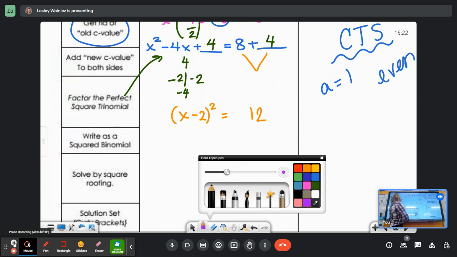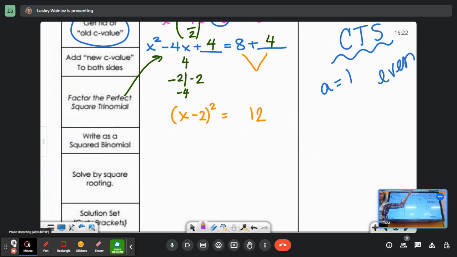All right, guys, now we're home free. How do we undo squaring? Square root both sides, plus minus. Okay, unit 2. Put on your unit 2 hat. Is there a perfect square factor hiding in 12? Yes, 4. So this is plus minus root 4 times root 3.